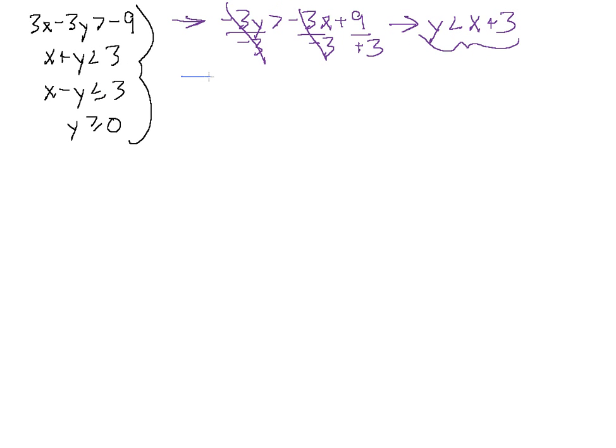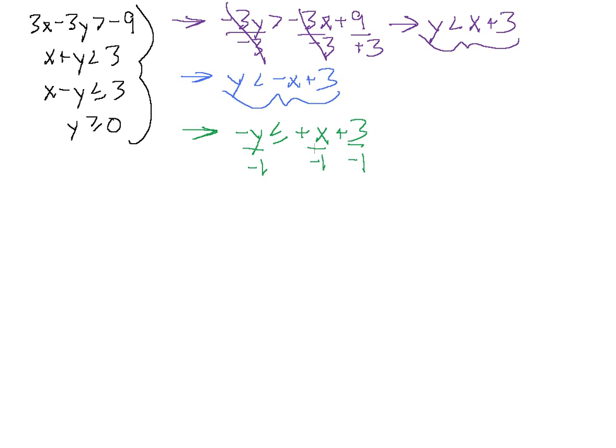Let's convert these two as well. If we subtract x from both sides, we have y is less than minus x plus 3. That's our second inequality. For this one, we can subtract x from both sides. We have minus y is less than or equal to minus x plus 3. We're going to have to divide everything through by minus 1. These negatives will cancel, and we're going to have to flip the sign. So we have y is greater than or equal to x minus 3. And this one's already in slope-intercept form. All right, so we have our three inequalities here. So let's go ahead and graph these on a coordinate plane.